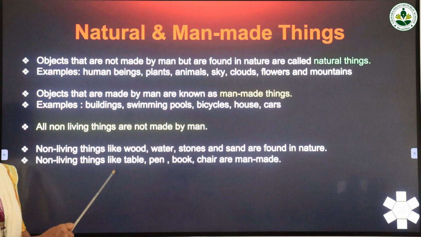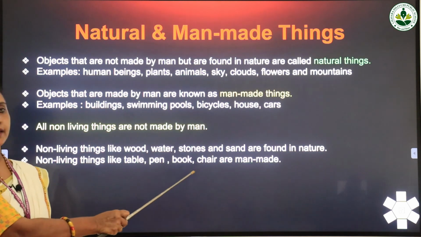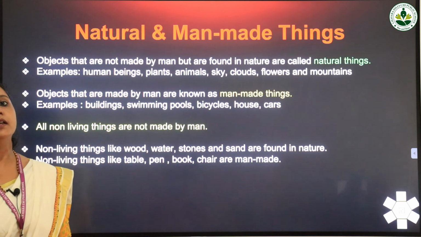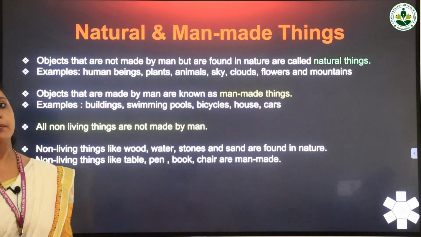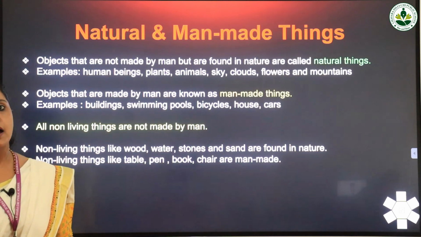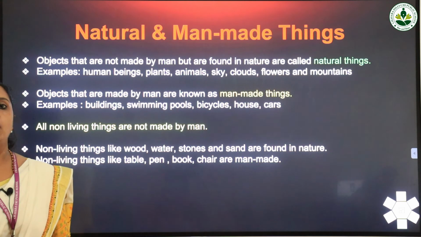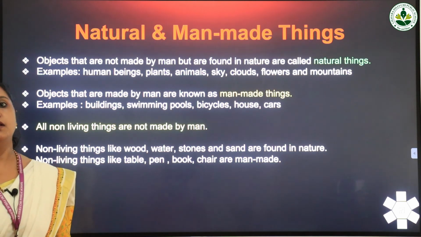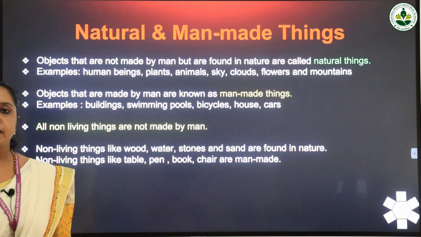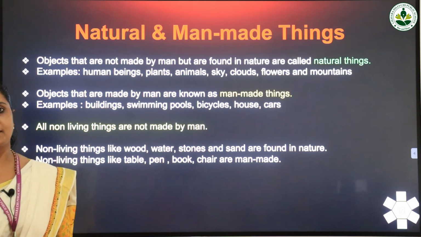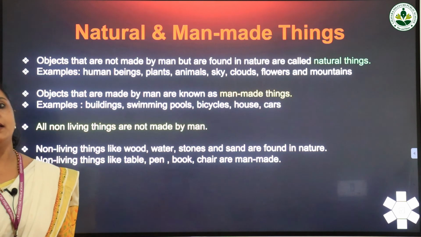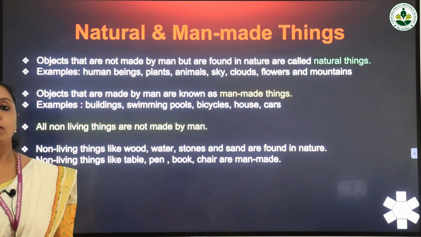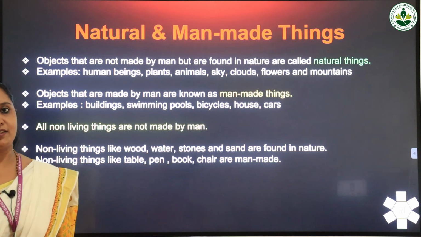Now non-living things like table, pen, book, chair, etc. are man-made. So all the non-living things like table, pen, book, chair, all these things are man-made. So all man-made things are non-living things, but all natural things can be said as both living things as well as non-living things. I hope it is clear to you. Remember, all the man-made things are non-living things and all the natural things consist of both living and non-living things.